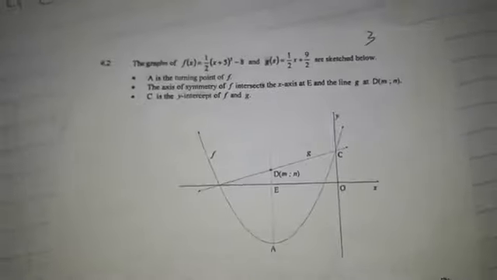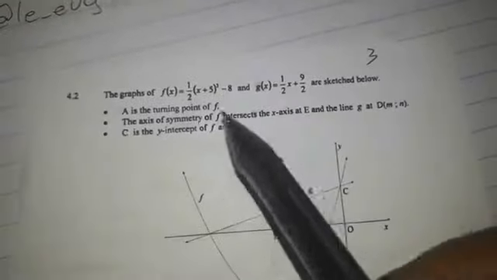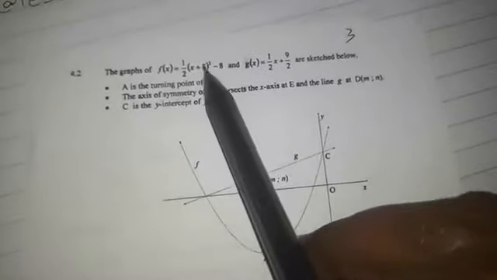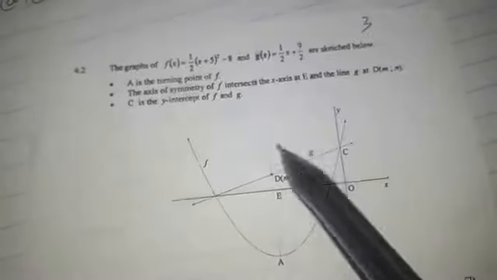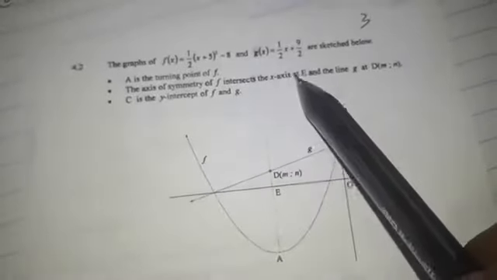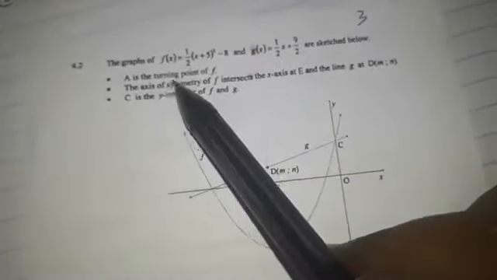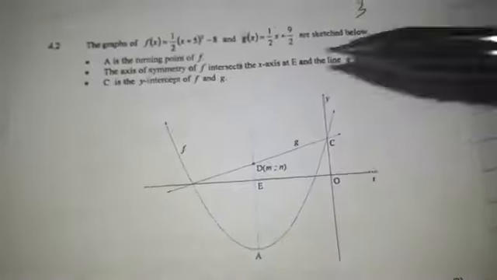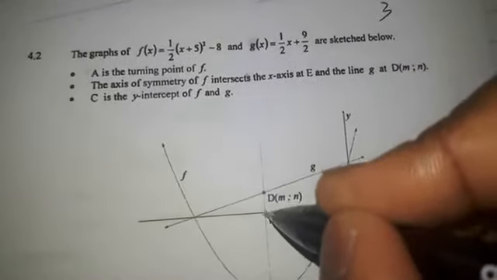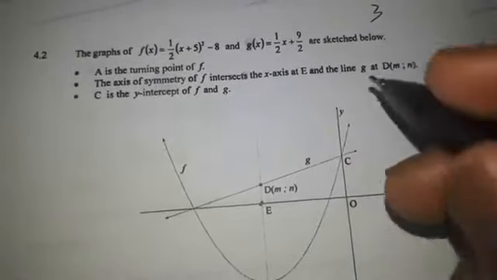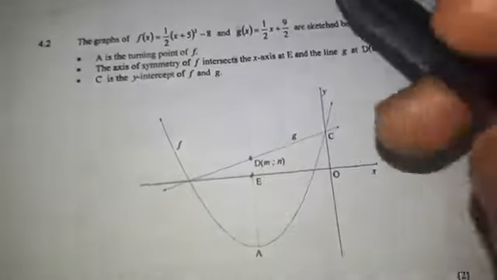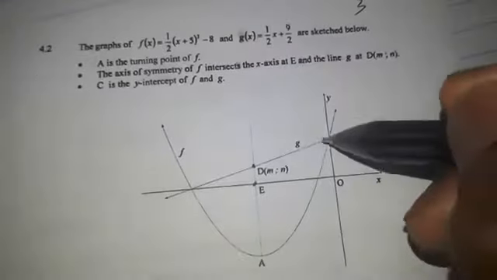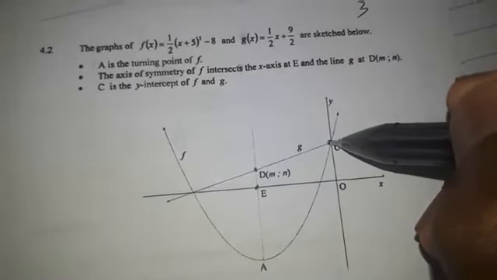Anyways, with this information, these two graphs, they said A is the turning point. Okay, we have A already because of that information. And then he says the axis of symmetry of F intersects the x-axis at E, and the line G at D. Then he says C is the y-intercept of F and G. So they both share this point.